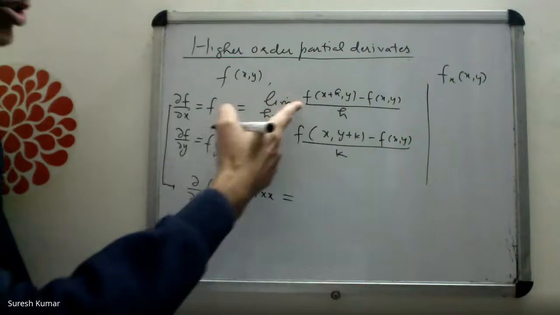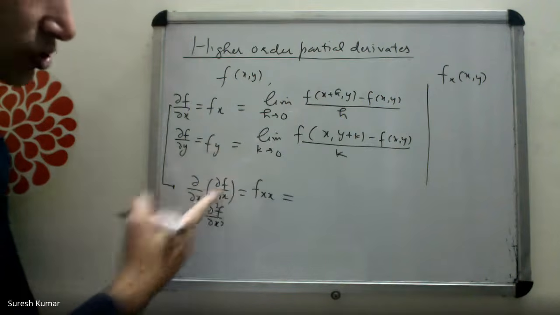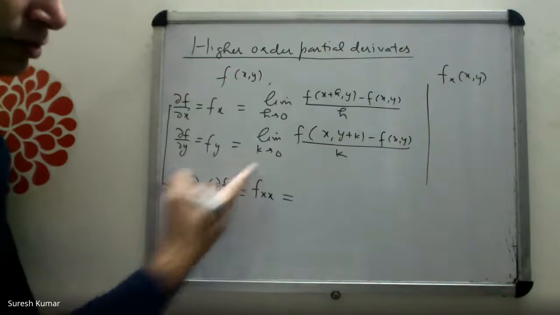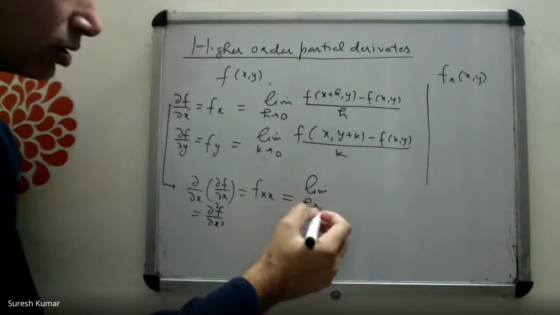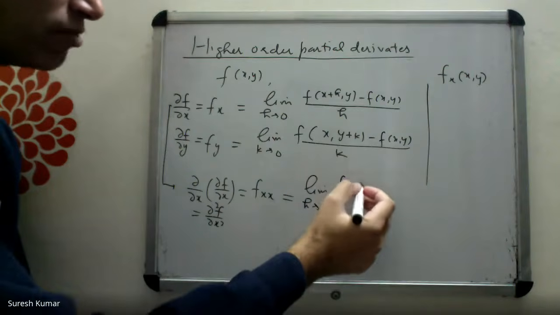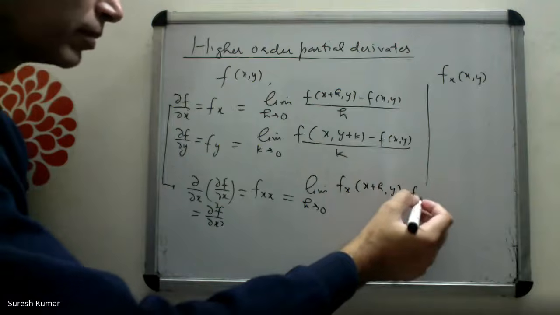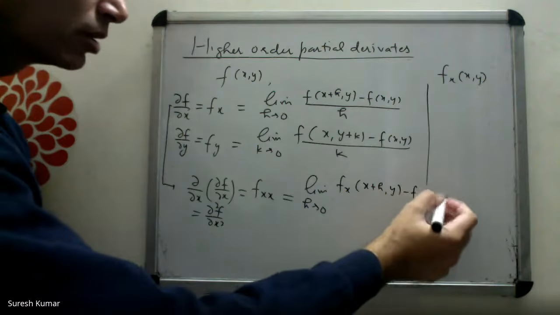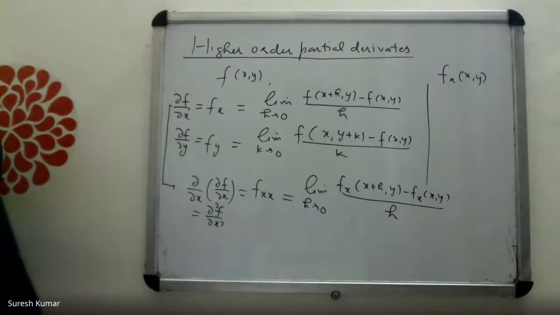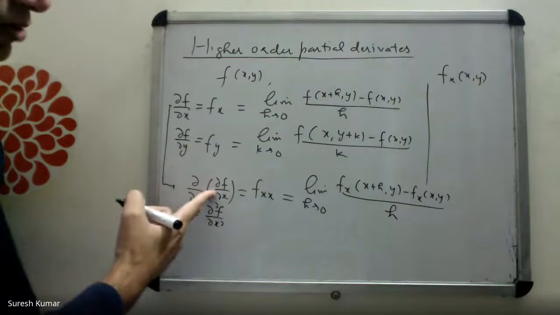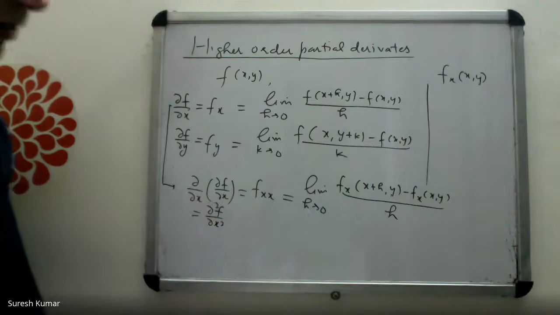Equal to what happens this side? Now your function f has changed to f_x. So here in the limit, change f to f_x. That's all. f has gone to f_x, and further you are doing partial derivative, so you can do like this.